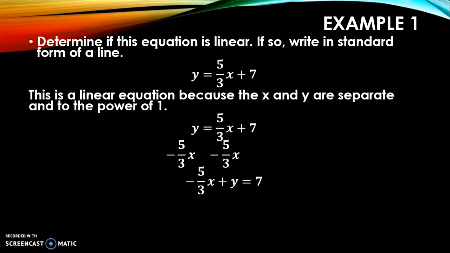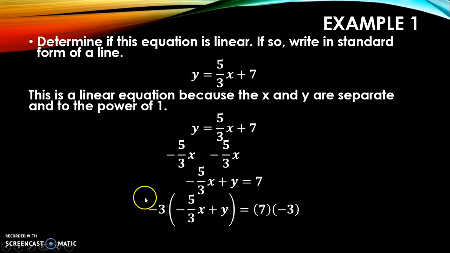So to get rid of the fraction, we will multiply by 3. And to get rid of the negative, we need to multiply by negative 3. So that's what we will do to both sides here. We have negative 3 multiplied to the left side of the equation, and negative 3 multiplied to the right side of the equation. Doing so will give us 5x minus 3y equals negative 21. And that's how we turn linear equations into standard form.